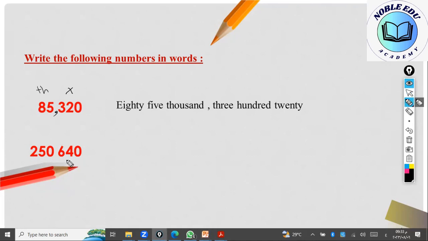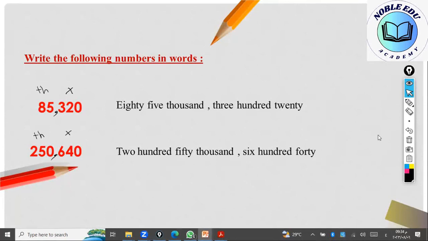Next number I have here. I want to read the number. What do I do? Count 3 digits and put a comma. And next, write up the place value or the house name. The first house has no name and the second house is called thousand. Now read the number. Read the number as 3 digits and after you finish say the house name. Here you have 250,640, and as you read you can write 250,640.